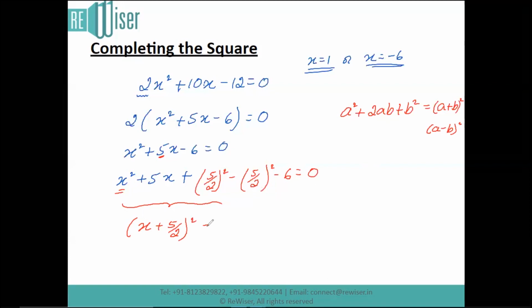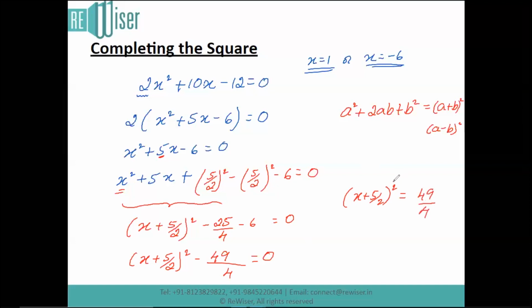Now if I simplify this term, this is going to be minus 25 over 4 and minus 6 is equal to 0. Now if I simplify this part, which is (x plus 5 by 2) whole square, and if I take the common LCM, which would be 4, 6 times 4 is 24, so minus 25 minus 24 will be minus 49 is equal to 0. Now if this minus 49 moves to the other side, it would be (x plus 5 by 2) whole square is equal to positive 49 over 4.